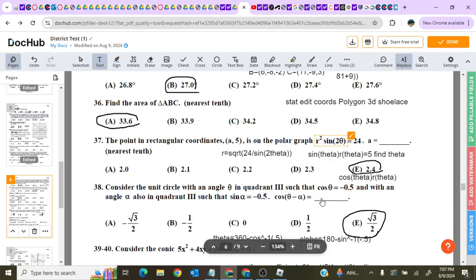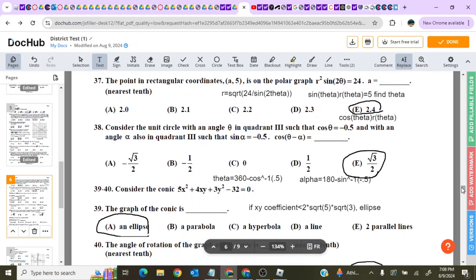38. Consider the unit circle with an angle theta in quadrant 3 such that cosine of theta is equal to negative 0.5, and angle alpha also in quadrant 3 such that sine of alpha is negative 0.5 as well. Cosine of theta minus alpha is what? Like I said, you can use the subtracting angles formula on cosine, or you can just brute force it like I like to do.